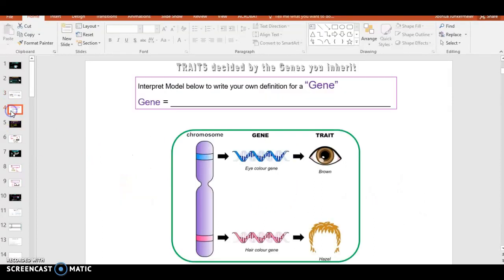Let's move on. Slide 4. It says, interpret model below. That's this picture. This picture is a scientific model. This model is helping us understand the relationship between chromosomes, genes, and traits.